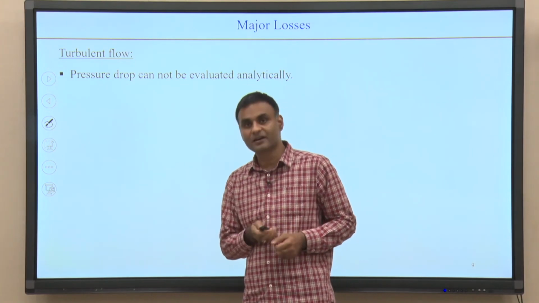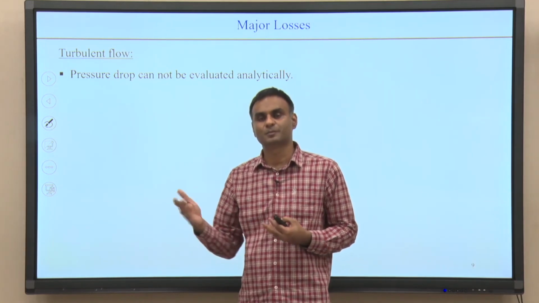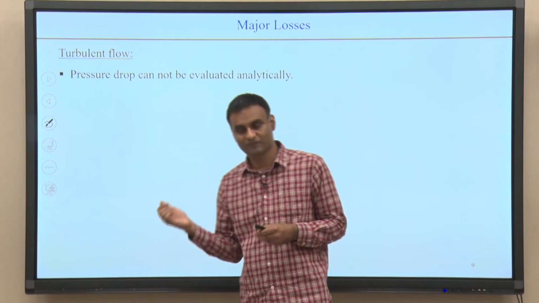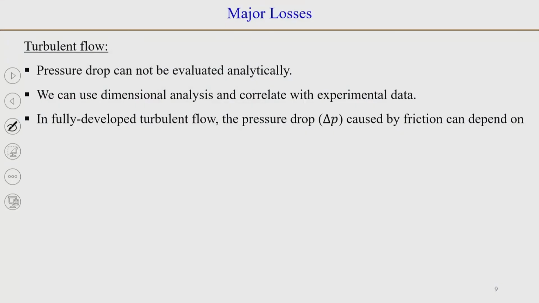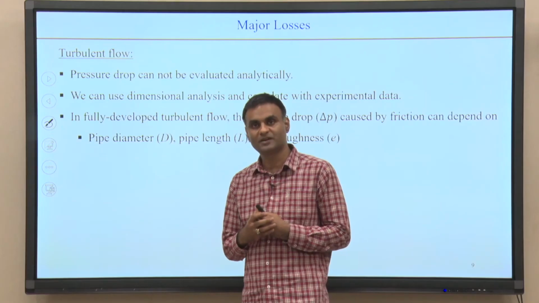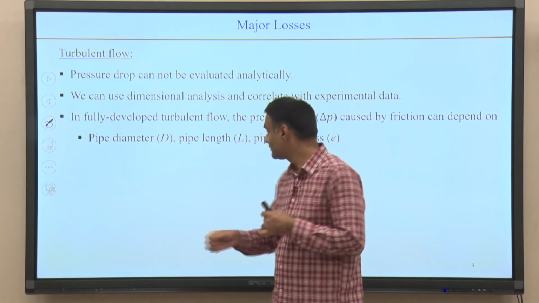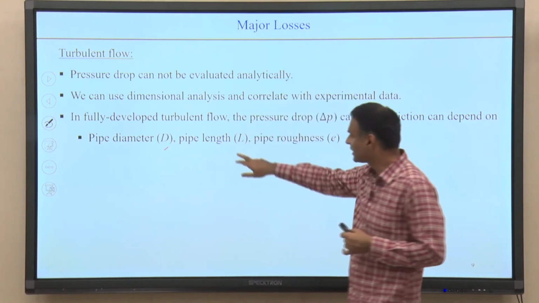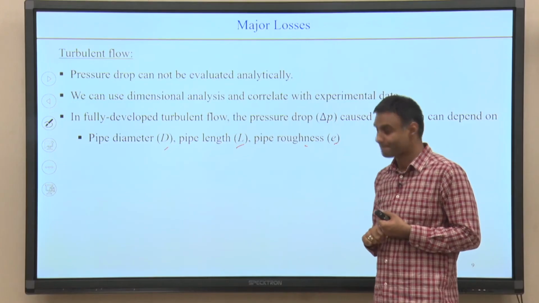So, we could go back and see what factors the pressure drop through a pipe in turbulent flow might depend on. We can list that the pressure drop may depend on the pipe geometry. When we talk about pipe geometry, it may depend on the diameter of the pipe, as you see here. It may depend on the length of the pipe, as well as on the roughness of the pipe. We can write this roughness of the pipe as small e here.